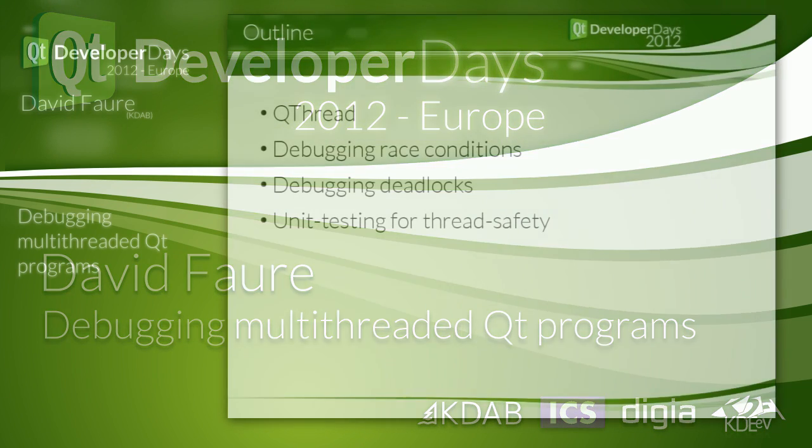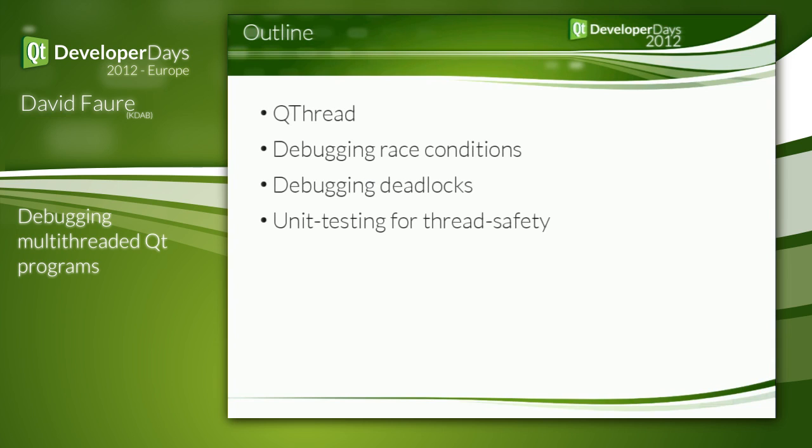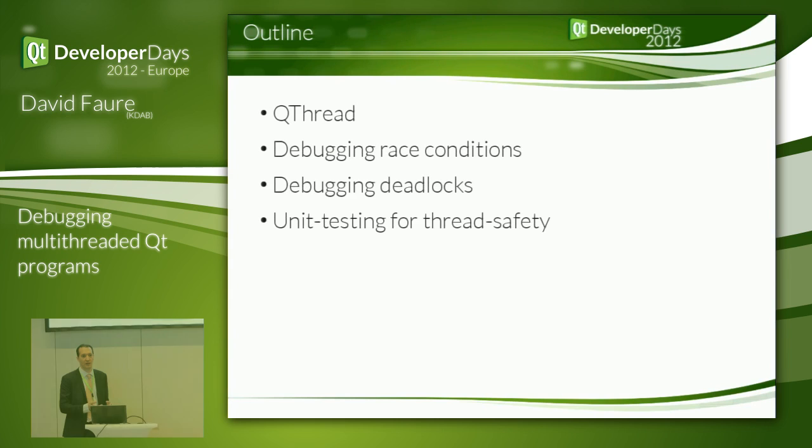various solutions for using it. And then we'll go into how to actually debug multi-threaded programs. We'll debug two different kinds of things, the race conditions and the deadlocks.